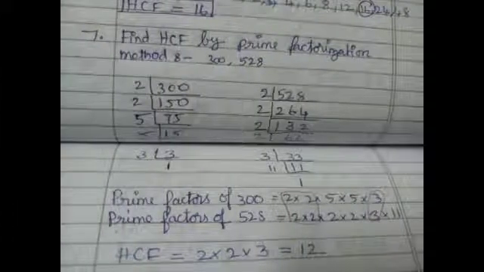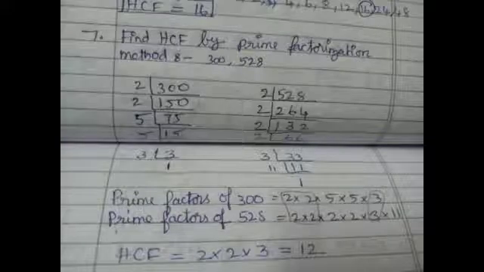Next, HCF by prime factorization method. First thing is you have to find the prime factors for both the numbers and write them in common. We have to choose only the common factors, that is HCF. First 300 is an even number, 2 times 2 table 150, again 2 table 75. 75 is an odd number, go with the 5 table 15. 15 again odd number, go with 5 table 3 times, 3 in 1 time.